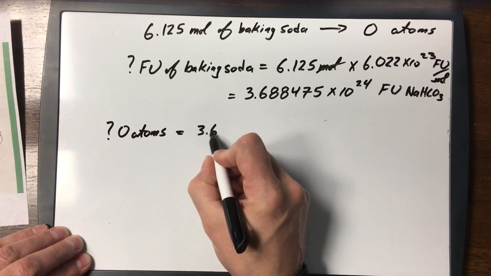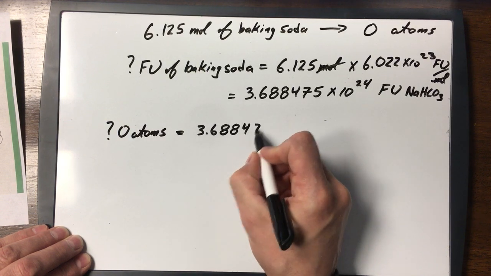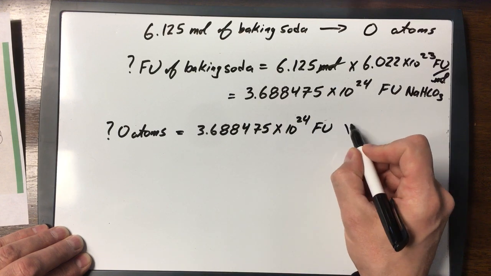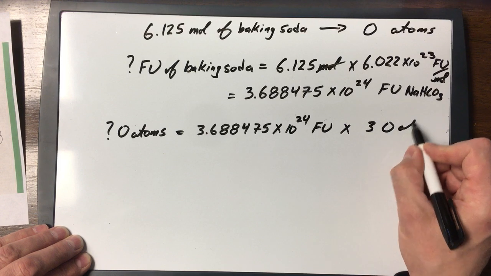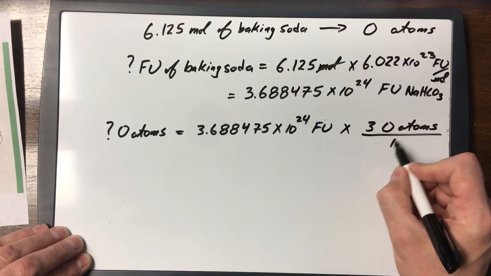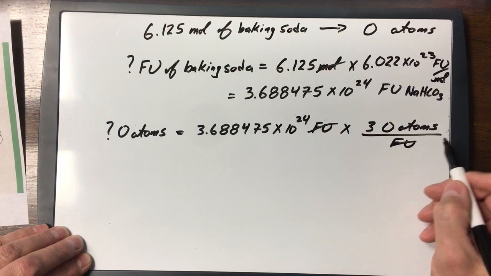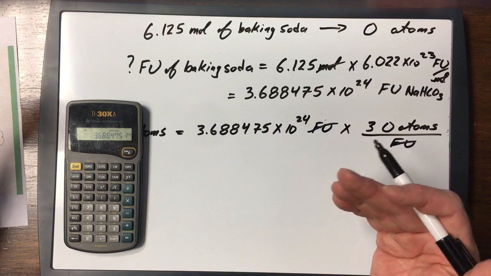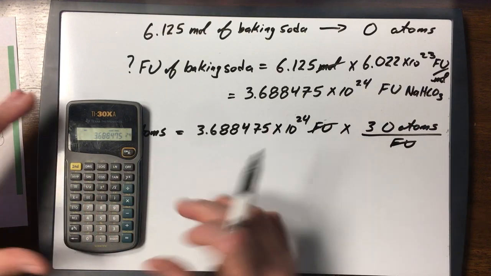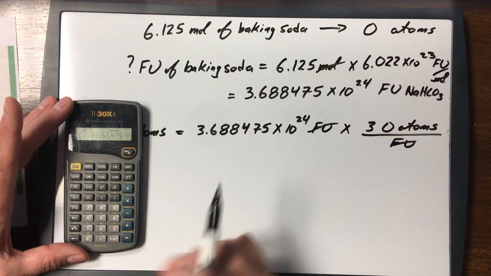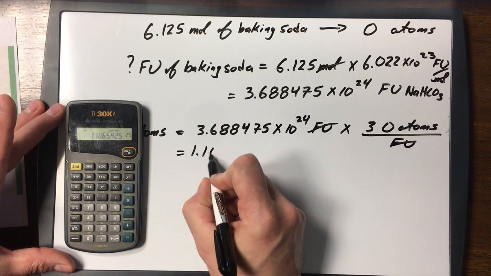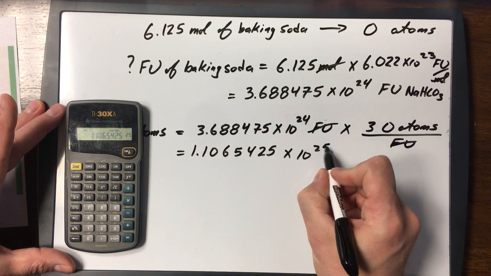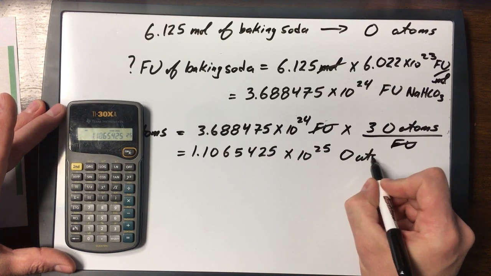It's going to be 3.6888475 times 10 to the power of 24 formula units, multiplied by 3 oxygen atoms per formula unit. Formula units cancel out, and we're going to be left with oxygen atoms. The nice thing about doing these calculations one after the other is the number is already in my calculator, so I just simply have to multiply by 3 to get 1.1065425 times 10 to the power of 25 oxygen atoms.